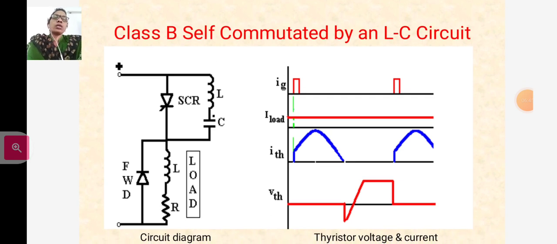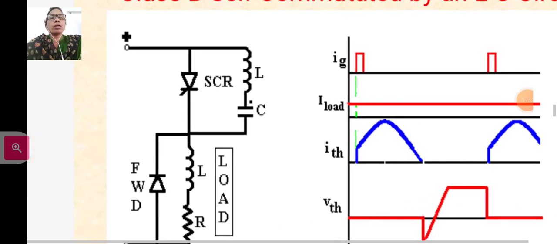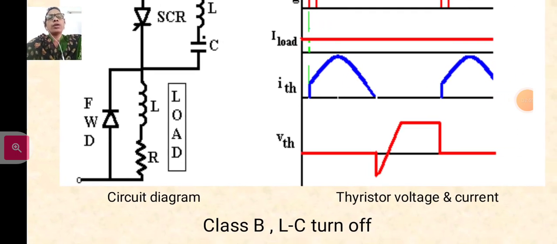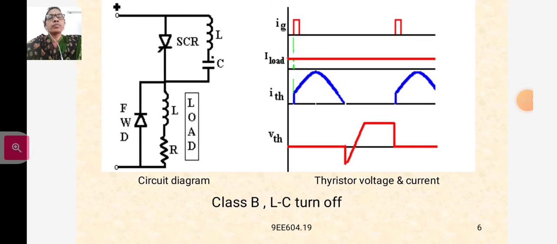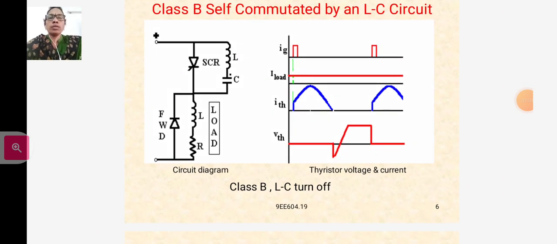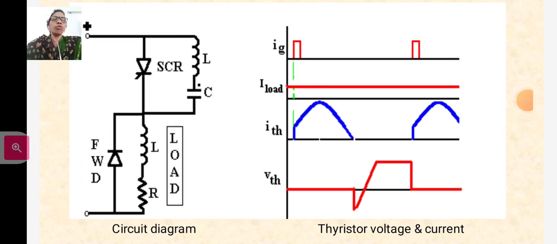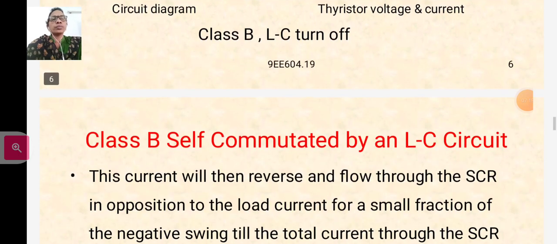This is the diagram for class B commutation, and here are the positive and negative terminals and the SCR. The SCR is connected with the L and C, and there is also the freewheeling diode. The current will be biasing through the freewheeling diode, and R L is the load. Here are the waveforms of gate current, load current, thyristor current, and thyristor voltage.